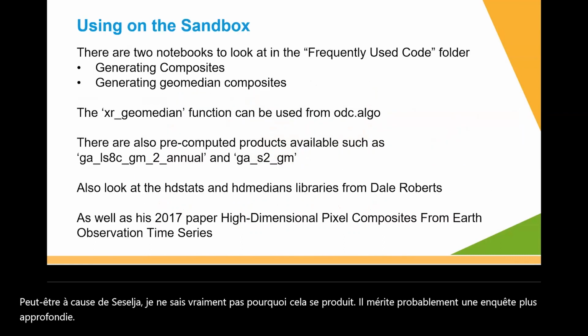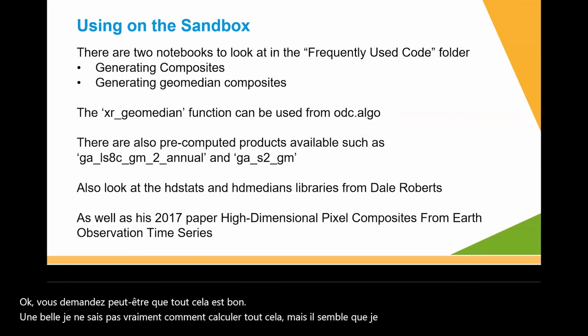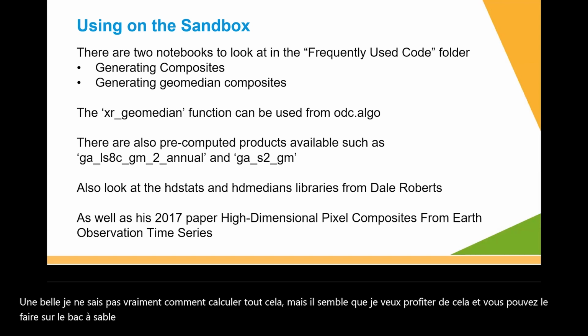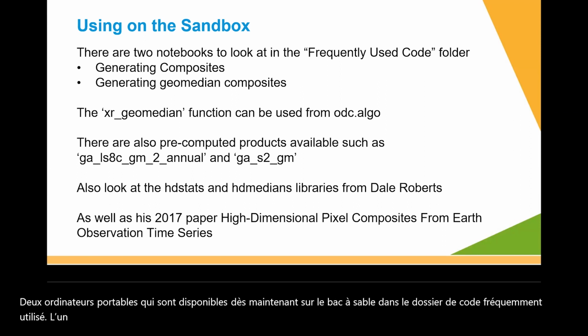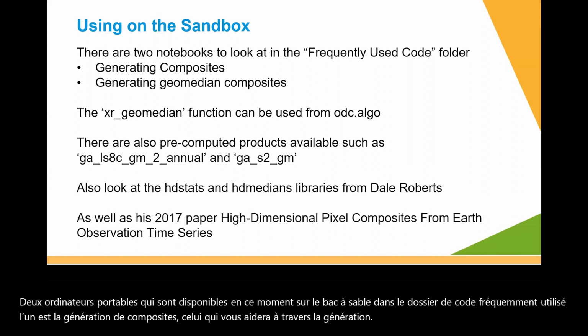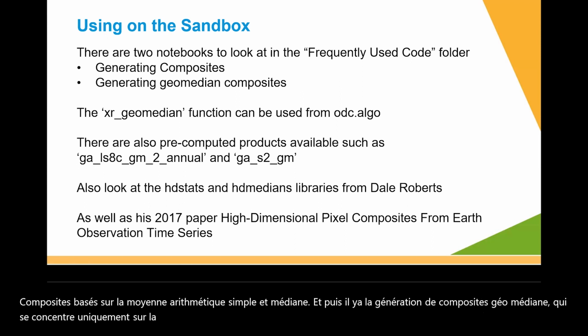Okay. You may be asking, this is all good and nice, I don't really know how to calculate all this, but it seems like I want to take advantage of it. And you can do that on the Sandbox. There are two notebooks available right now on the Sandbox in the frequently used code folder. One is the generating composites one, which will walk you through generating composites based on the simple arithmetic mean and median. And then there's the generating Geomedian composites notebook, which focuses just on how to generate Geomedian composite images.